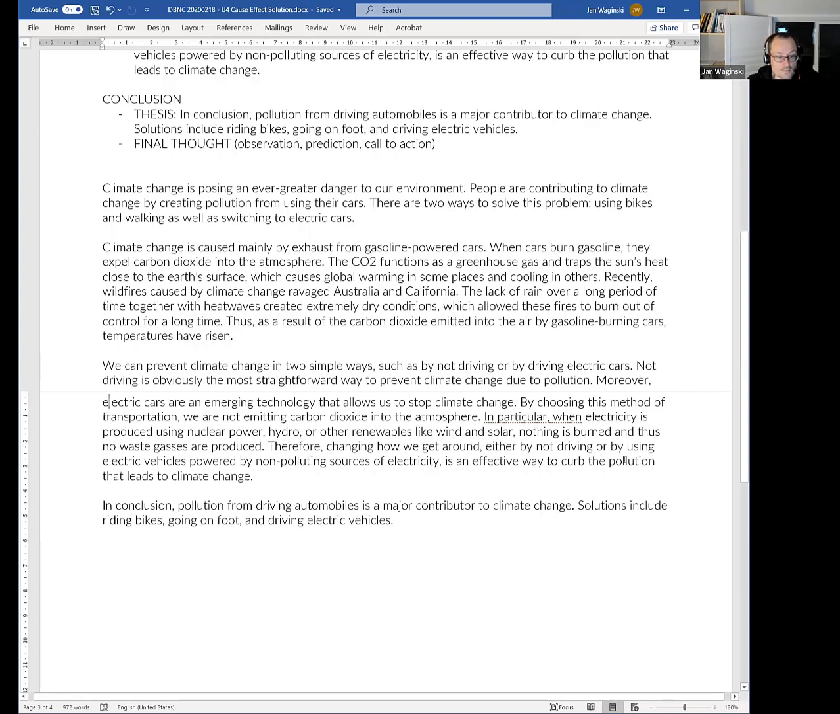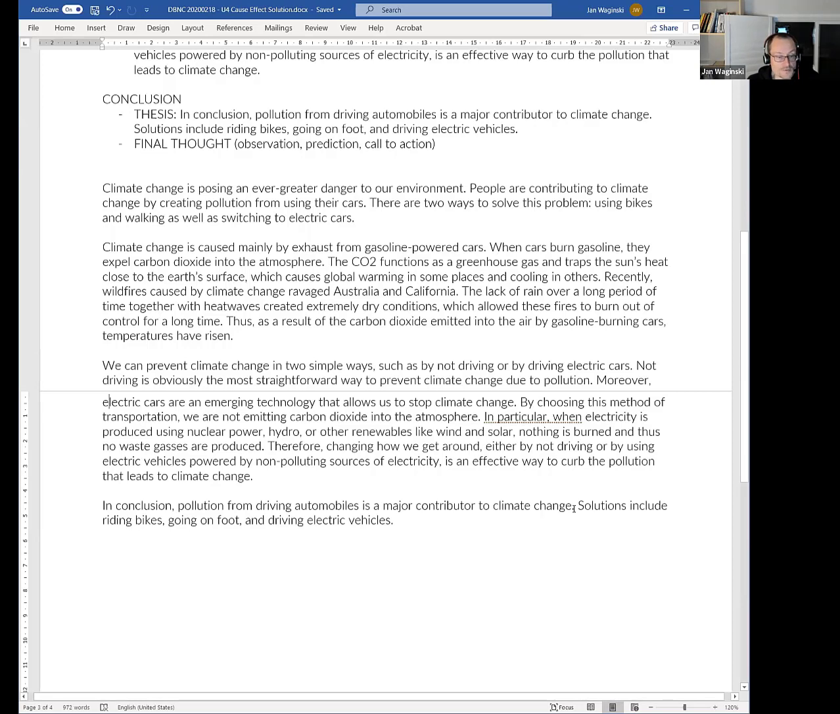Therefore, changing how we get around, either by not driving or by using electric vehicles powered by non-polluting sources of energy, is an effective way to curb the pollution that leads to climate change. In conclusion, pollution from driving automobiles is a major contributor to climate change. Solutions include riding bikes, going on foot, and driving electric vehicles.